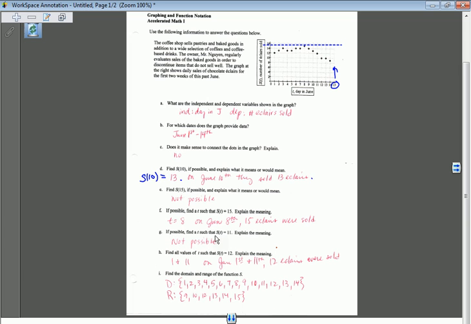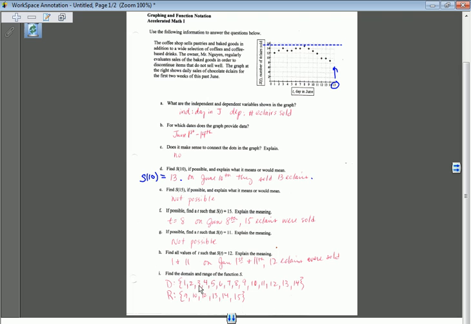If possible, find T such that S of T equals 11. So if we take our line and we pull it down to 11, do you see there's nothing at 11? So that is not possible. There was not a day where we sold 11 eclairs. H, find all possible values of T such that S of T equals 12. Well, this happens more than once. It happens here and here. So on the 1st and the 11th.